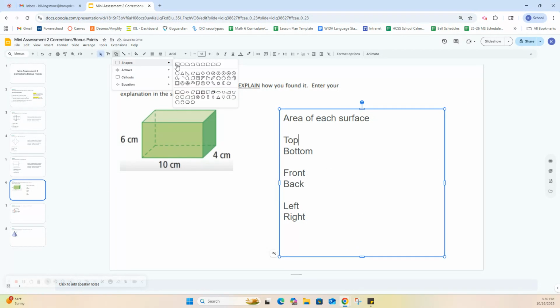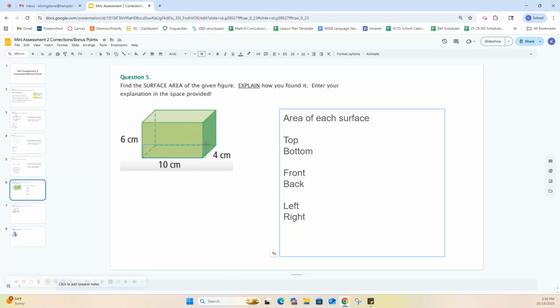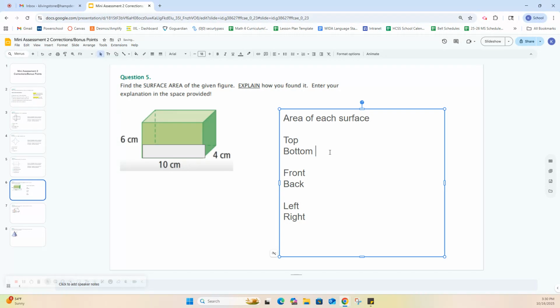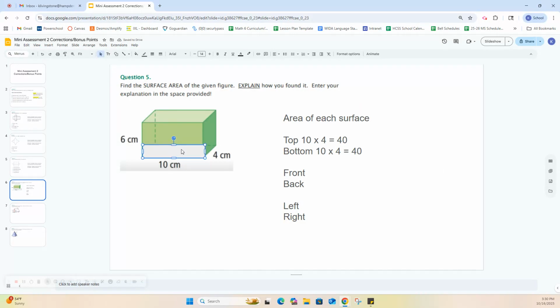If I put a rectangle over my bottom piece here, those dimensions would be 10 times 4, which would be 40. And we also know that the top is the same as the bottom. With a rectangular prism, matching sides are the same.